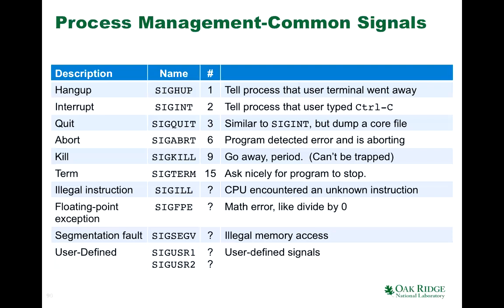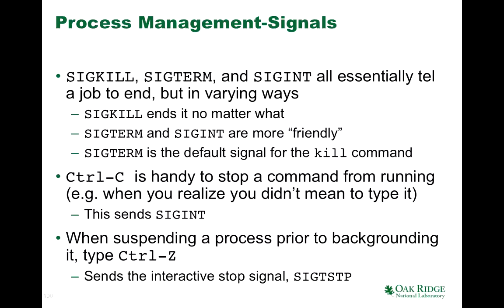There's also some user-defined signals, which convey no particular meaning on the system. They mean whatever you intend them to mean and tell your program to react to. For the number of those signals, you see I have a lot of question marks. That's because they vary from system to system. They are not explicitly said in the different standards documents to be a particular number, like for SIGILL. So again, SIGKILL, SIGTERM, SIGINT tell a job to end, but in varying ways. And we discussed Control-C and Control-Z. They're just redefined there a little bit.